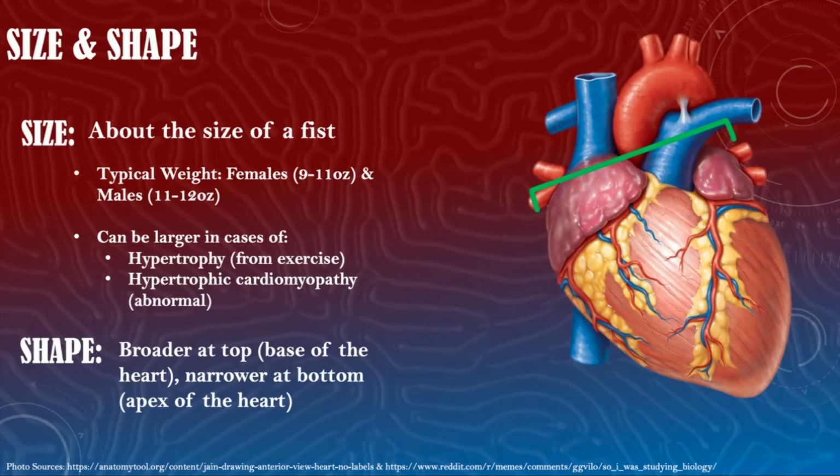The heart can be larger in cases of hypertrophy from the cardiac conditioning that comes from exercise, or from hypertrophic cardiomyopathy, which is an abnormal enlargement of the heart. The shape of the heart is broader at the top, which is called the base, and narrower at the bottom, where it tapers into the apex.